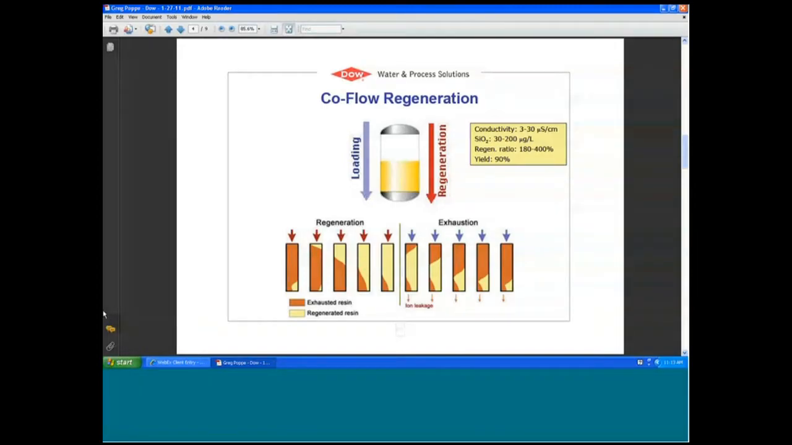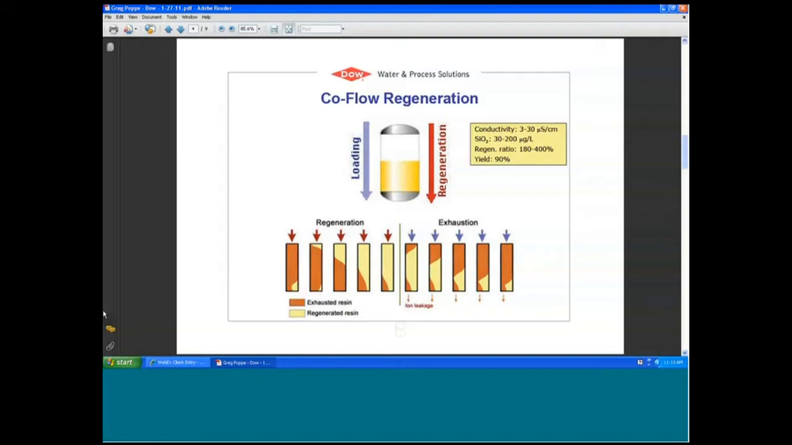The vessel design is quite simple. Usually there's just some kind of splash plate, or jet breaker, at the top that helps to distribute the water. And then there's a collector plate at the bottom. It could be either a plate and nozzle, or maybe some type of header lateral system.